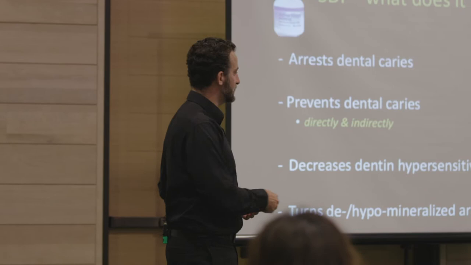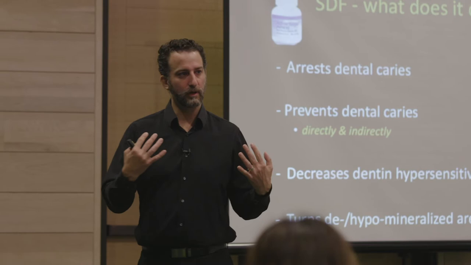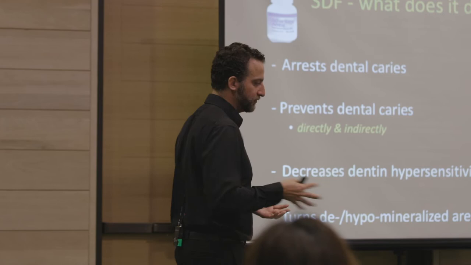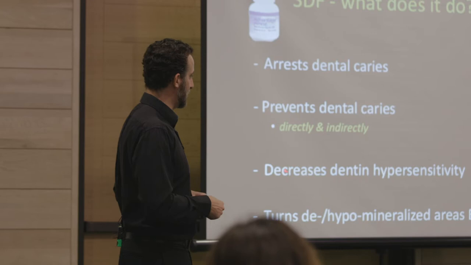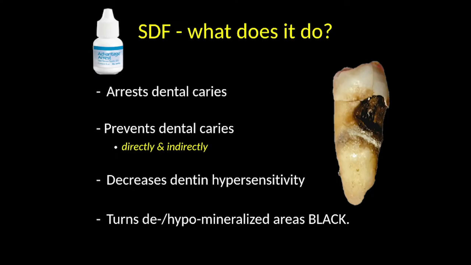It decreases dentin hypersensitivity. If you have exposed dentin that is hypersensitive to cold or air, it does a remarkable job of clogging up the tubules with silver solids that prevent movement of liquid in the tubules, which prevents sensitivity. That's what it's cleared for by the FDA, just like fluoride varnish, but it actually works very well and doesn't stain if there's no demineralization, if there's no caries there. It also turns demineralized or hypomineralized areas of teeth black. So those are the four things that it does really well.